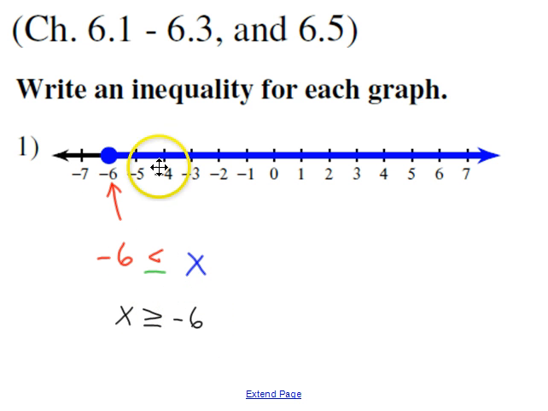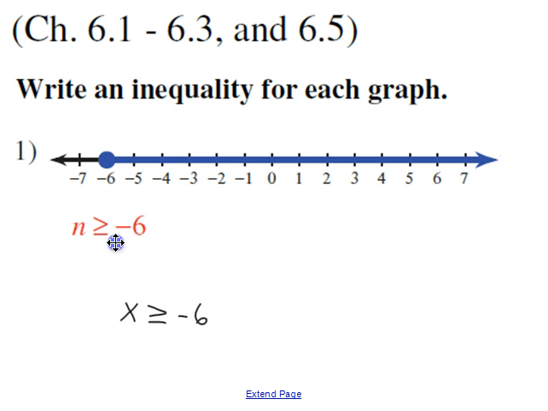So in this case, the smallest piece in the blue picture is -6. And the open end always points at the bigger piece. So we called it x is greater than -6. And the computer program that generated this question called it n instead of x, but came up with the same answer we have.